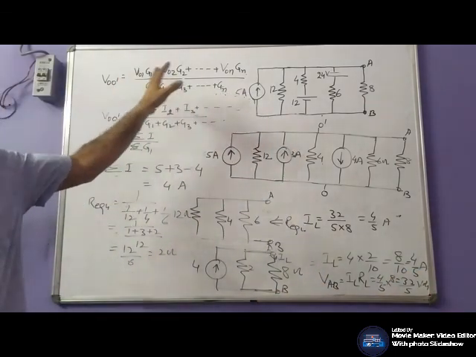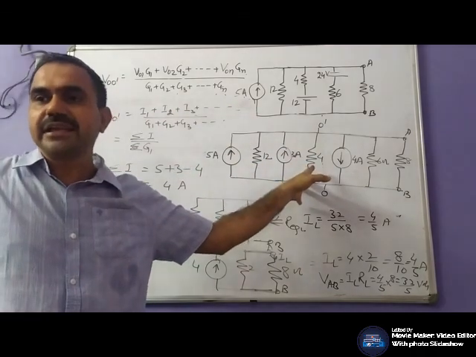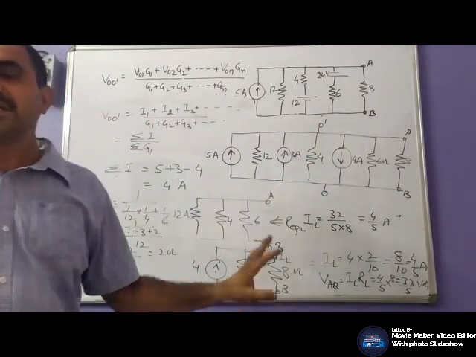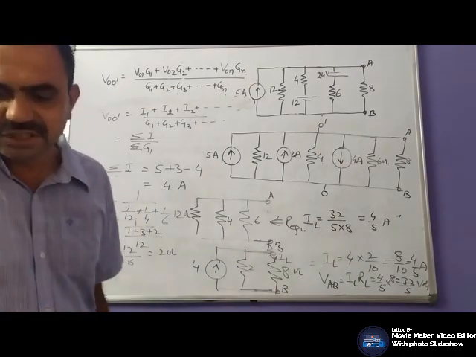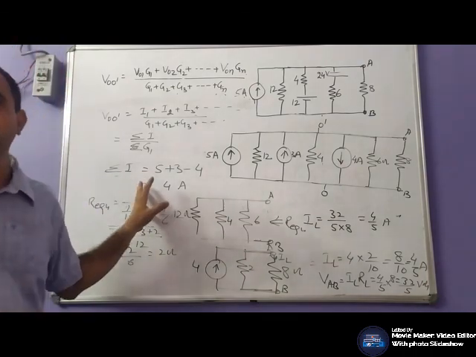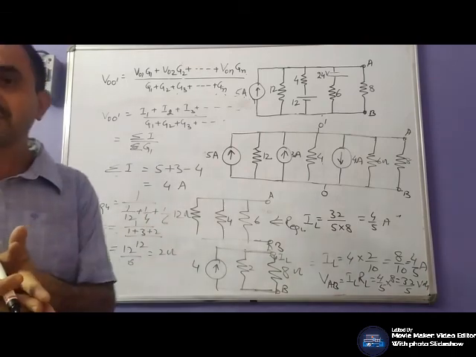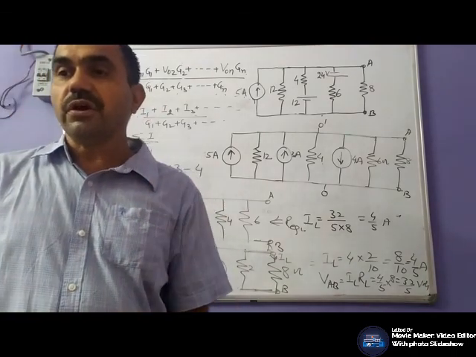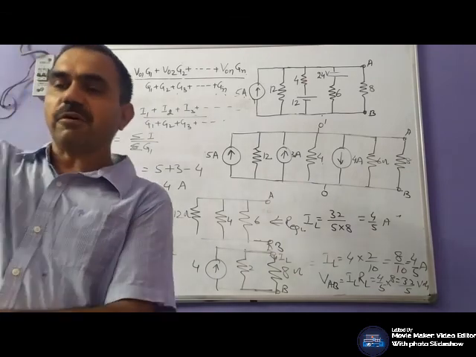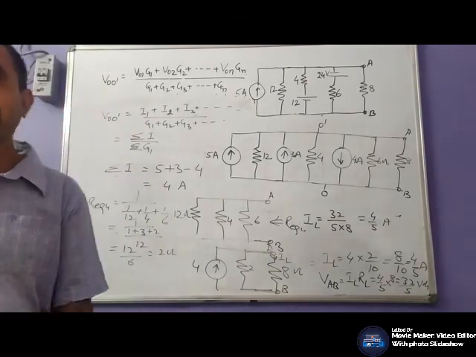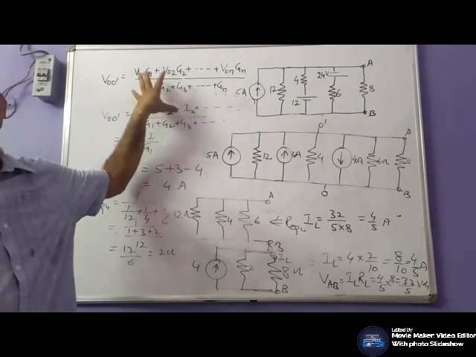Either you make it directly or use Norton's theorem or Thevenin's theorem technique. So this is the beauty of Millman's theorem. You can use Millman's theorem to solve your Thevenin's theorem and Norton's theorem. When you find the open circuit voltage, you can find it using Millman's theorem also.